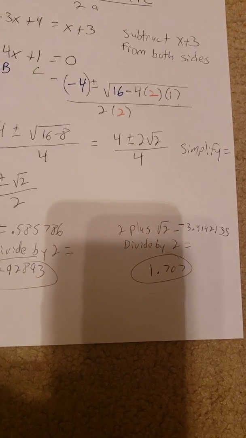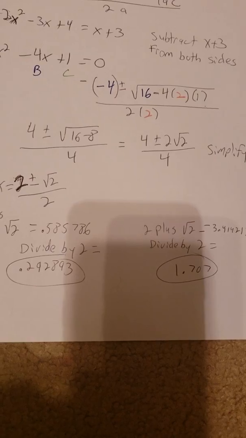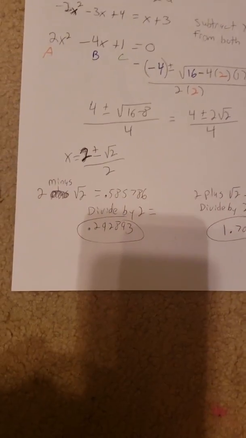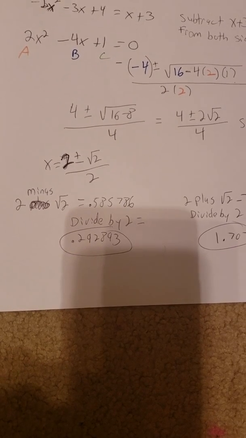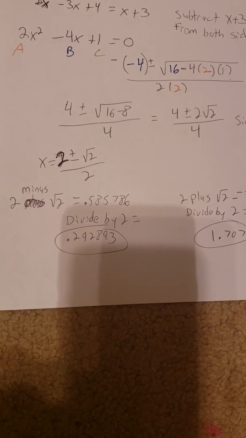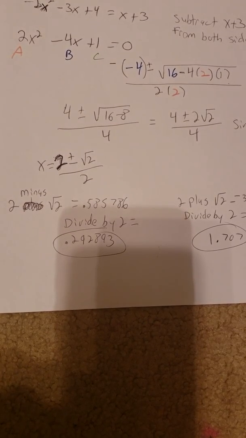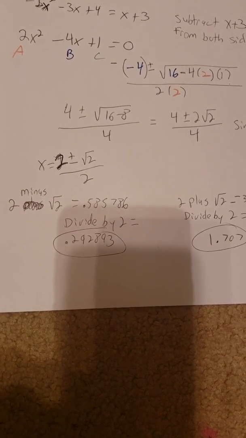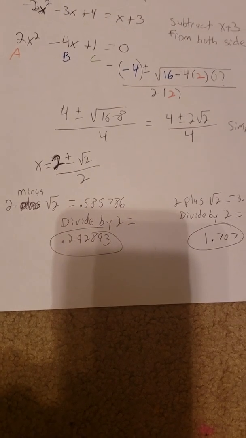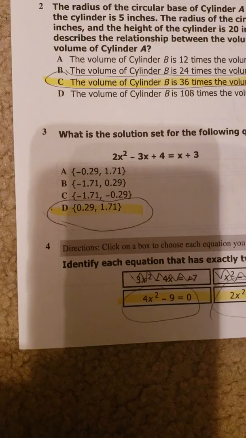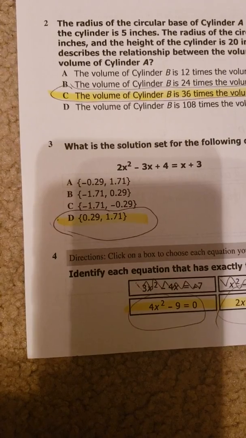and that's going to equal 3.4142135. Then we have to divide that by 2. That is going to be 1.707. Now 2 minus the square root of 2 divided by 2 is going to give us 2 minus the square root of 2, and that is going to equal 0.585786. Now we have to divide that by 2, and that is going to equal 0.292893. Which is why our answer is D.